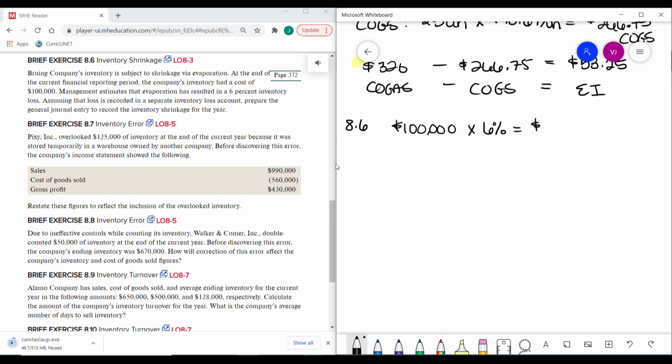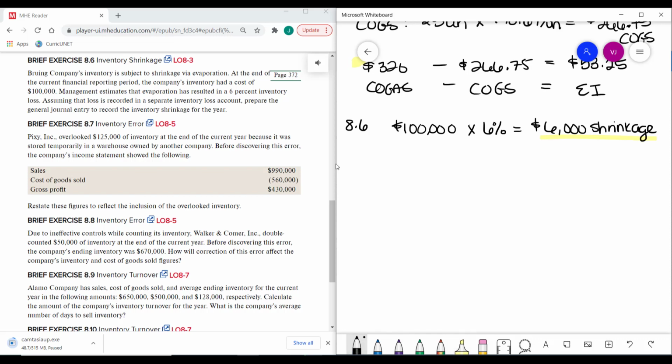So if 6% of this $100,000 of inventory is estimated to have evaporated, let's first figure out the dollar amount of evaporation. So 6% of $100,000, that's $6,000 of shrinkage. And shrinkage refers to inventory loss due to breakage, theft, spoilage, and stuff like that. Okay? Now this is normal. In this case, whatever this company is working with, they just expect this to happen. Okay? So they have to record this loss of inventory.